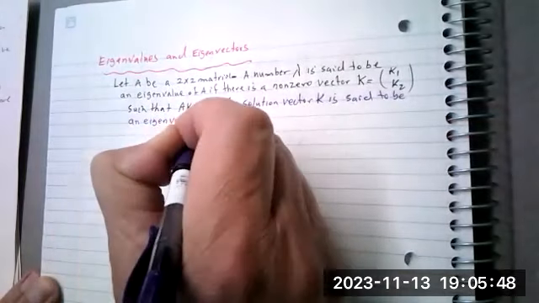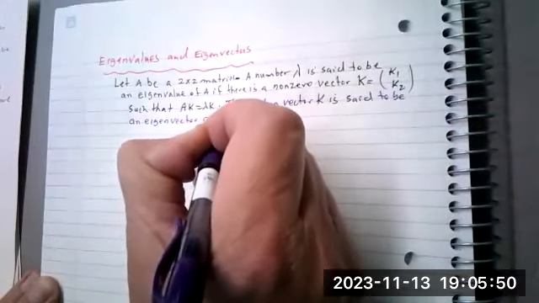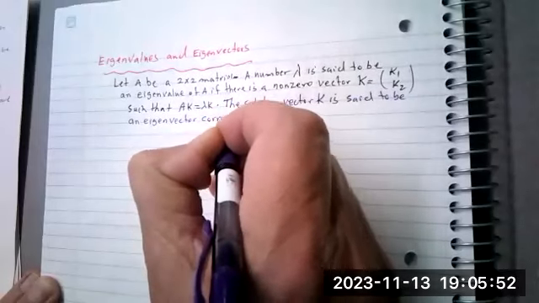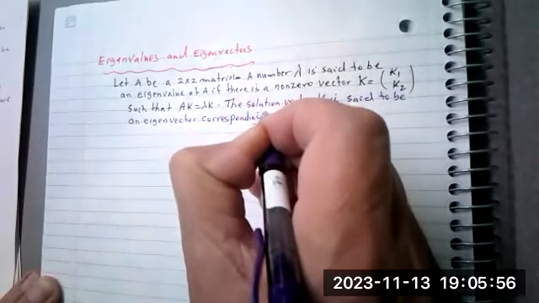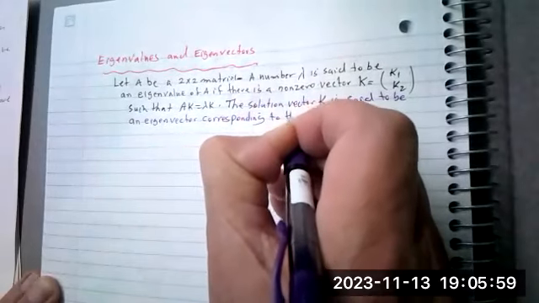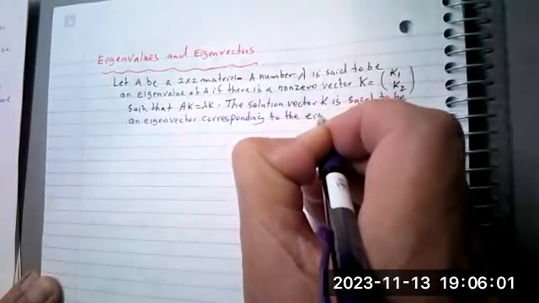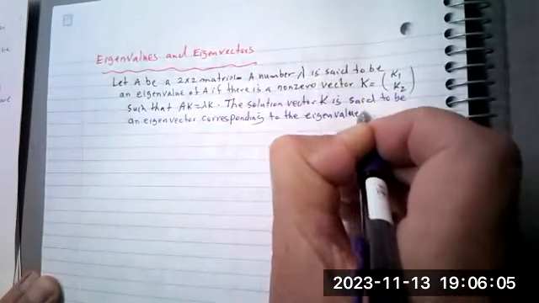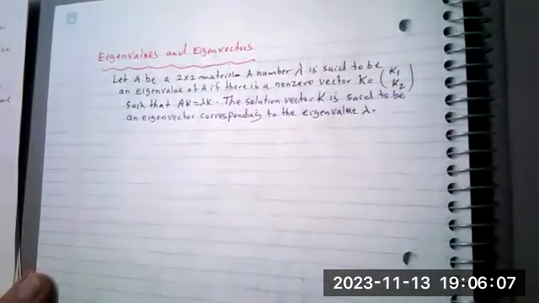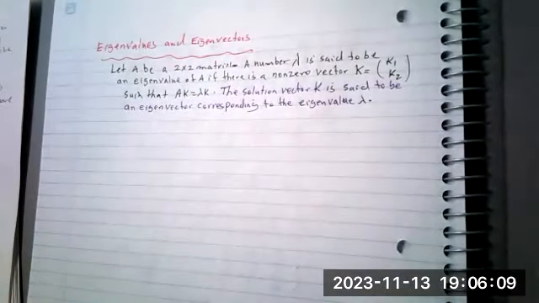Eigenvector corresponding to that value of lambda, corresponding to the eigenvalue lambda. So for each lambda, we can find at least one K. If you find one, then there are many, of course.